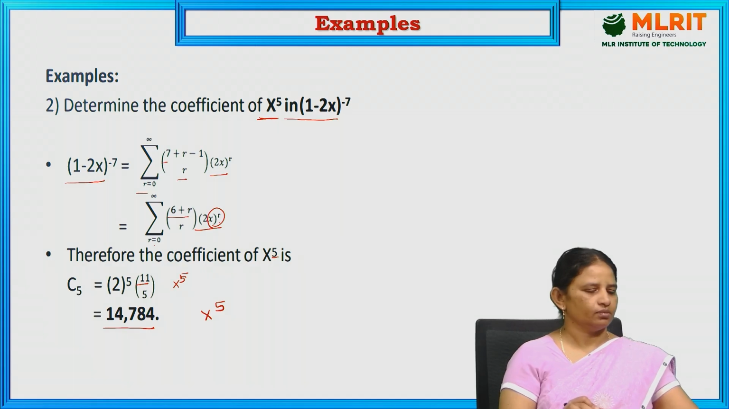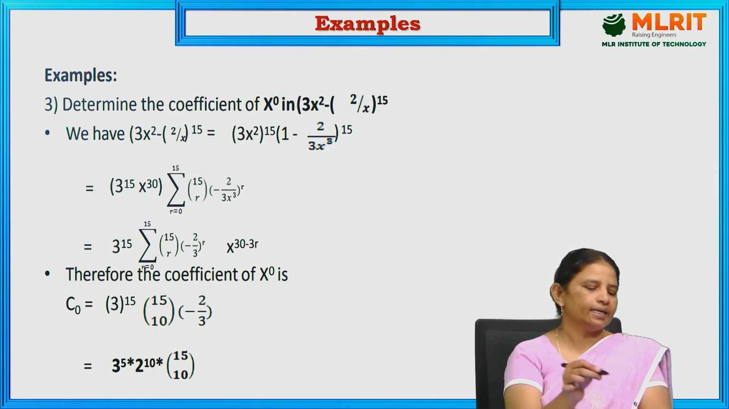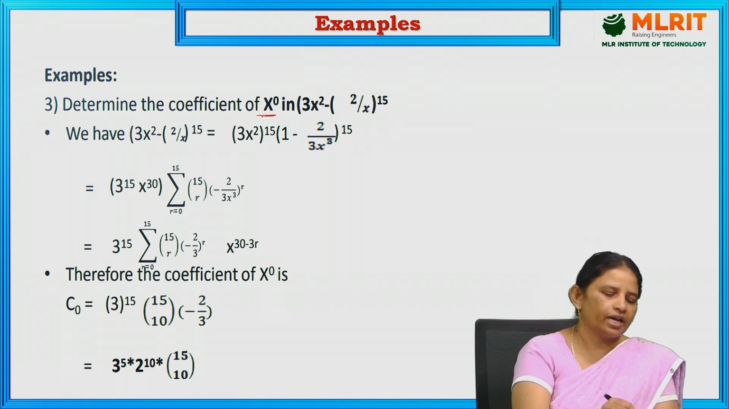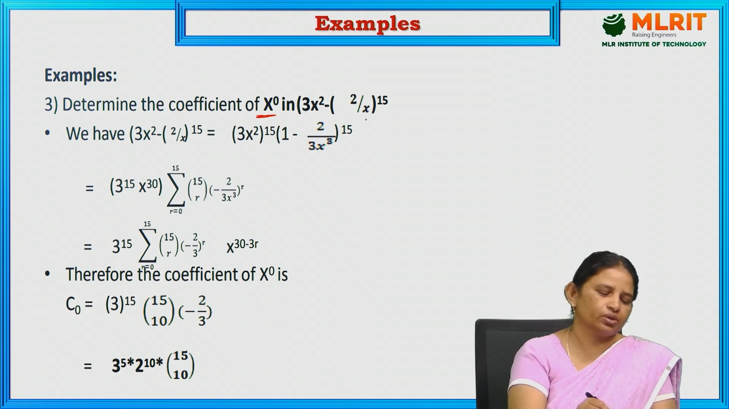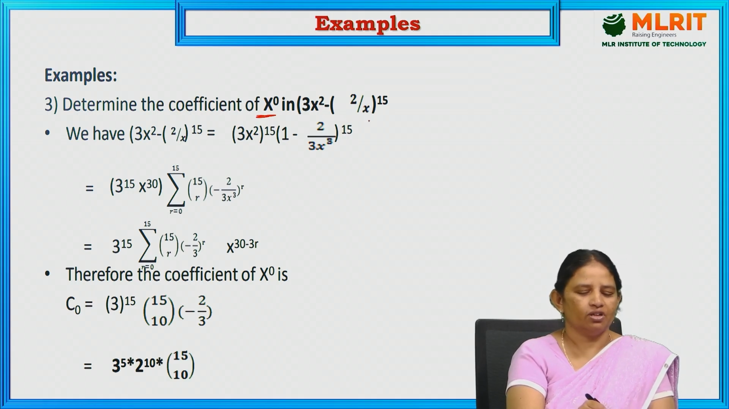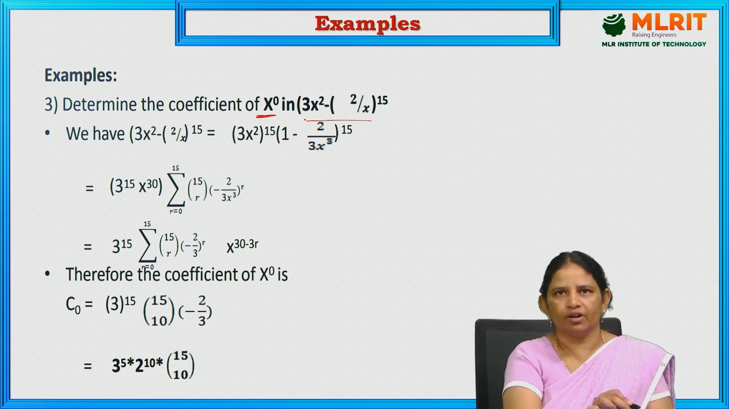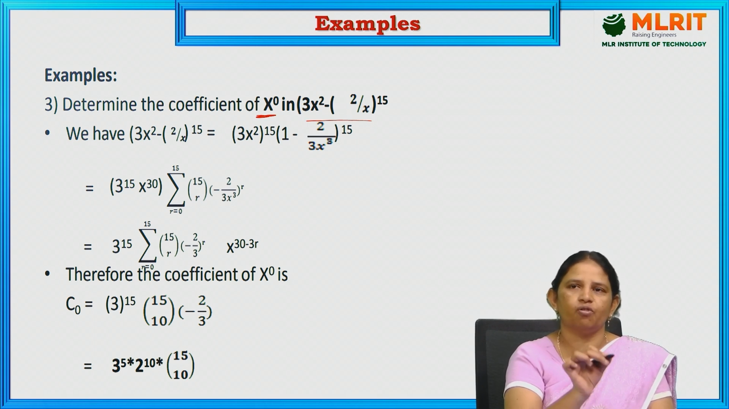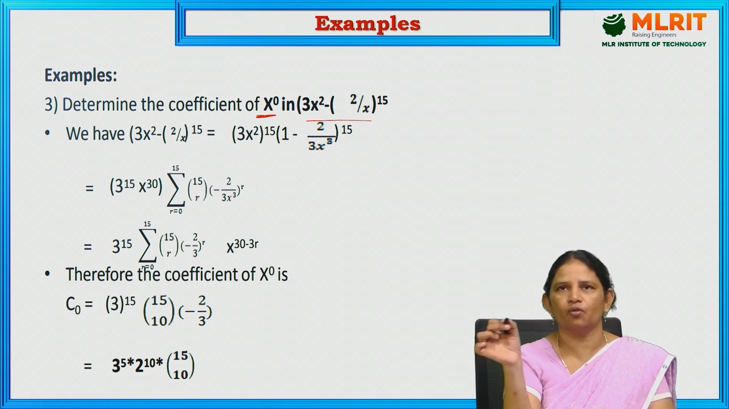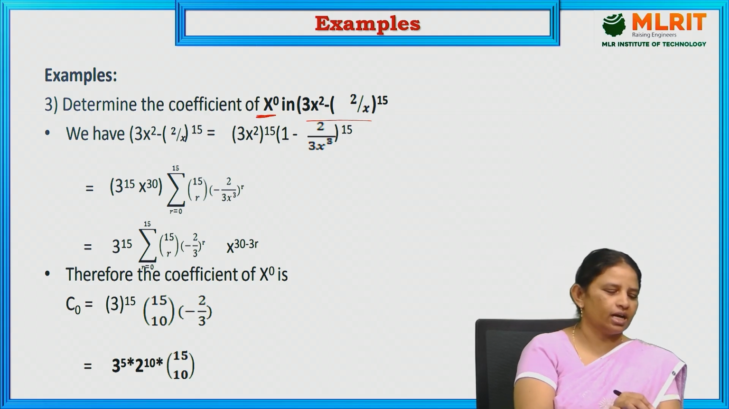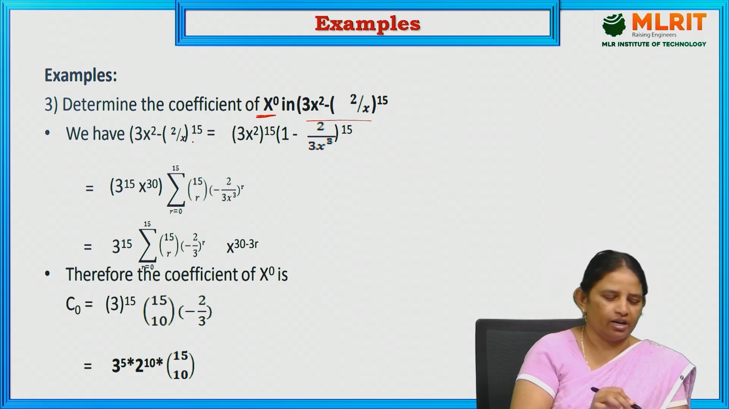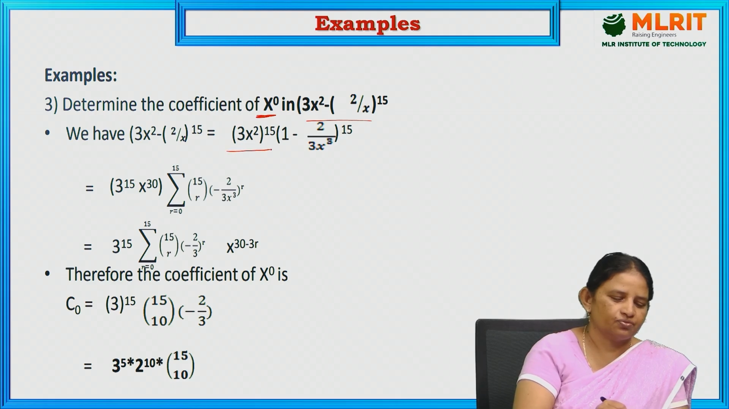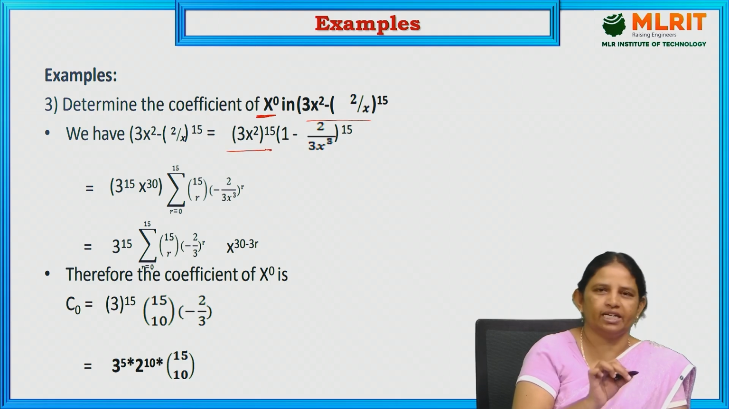Then the third example: determine the coefficient of x power 0 in (3x square minus 2x) whole power 15. First of all, converting the given expansion into the required format of coefficient. So, we know that (3x square minus 2x) whole power 15. First, we have to divide: 3x square minus 3x square whole power 15 is the one part.